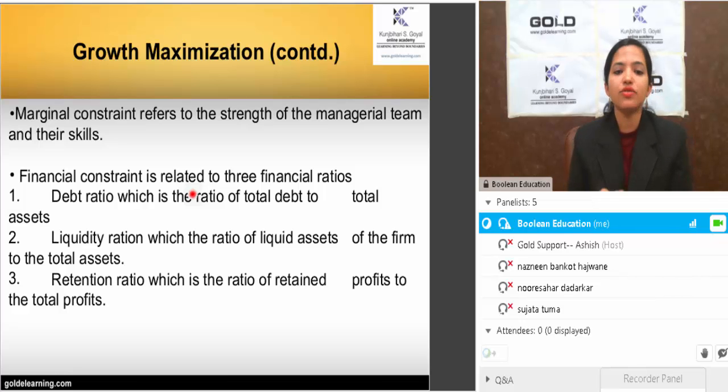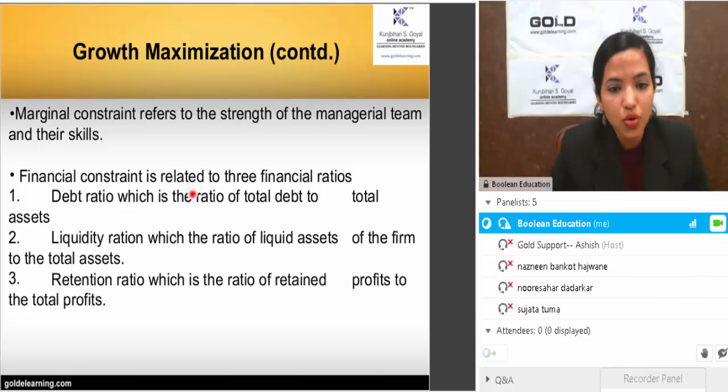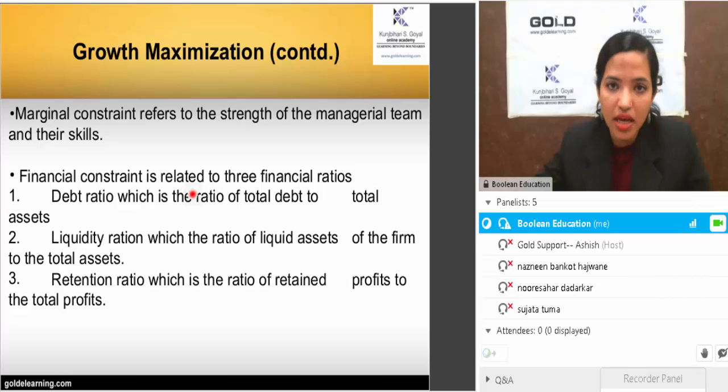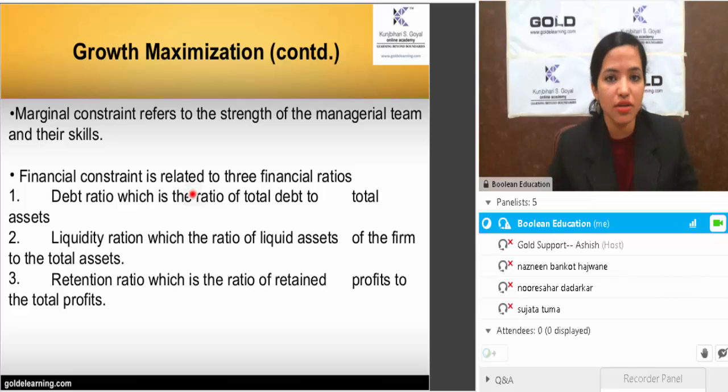Financial constraint is related to three financial ratios, right? This is the managerial constraint. The second one is the financial constraint. It depends on three ratios. One is the debt ratio, second the liquidity ratio, and third the retention ratio. What is the debt ratio? Debt ratio is nothing but the ratio of total debt to the total assets. The principal amount plus the interest that you have to return on the loan you have taken, that is the ratio which is called the debt ratio.